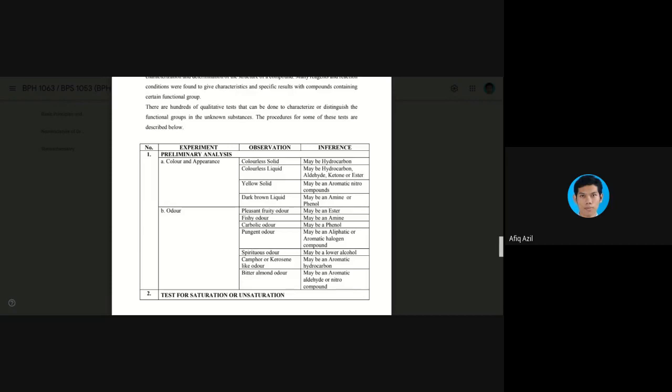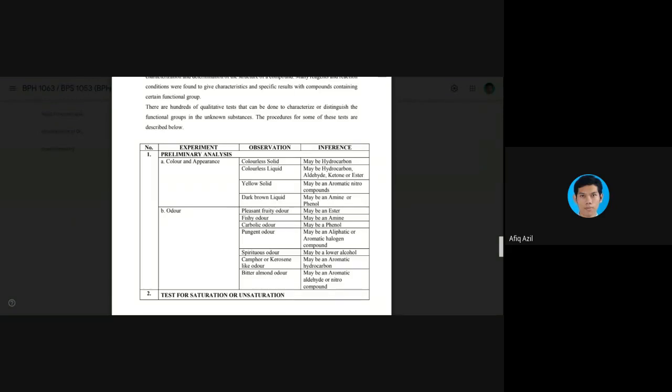So this test, which is the smell test, in my personal opinion, it's not really that accurate, because we tend to have different views in terms of the smell. And I, for my personal experience, have slightly different sense of smell than other people. Okay, when I was doing this in my undergraduate, all my friends said that it is like pleasant fruity odor, but I tend to have different kind of smell.